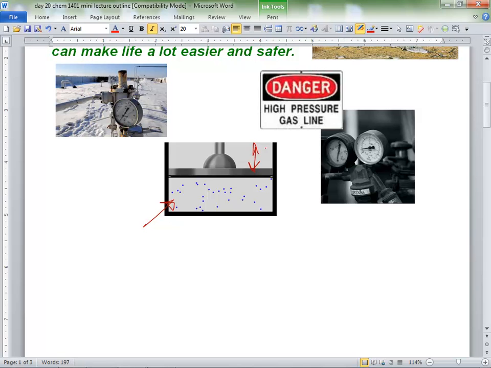Make it colder. These little gas molecules start moving slower. They don't hit near as often, and they don't hit near as hard. Less pressure. Okay?